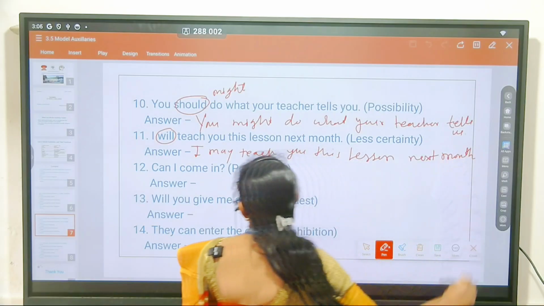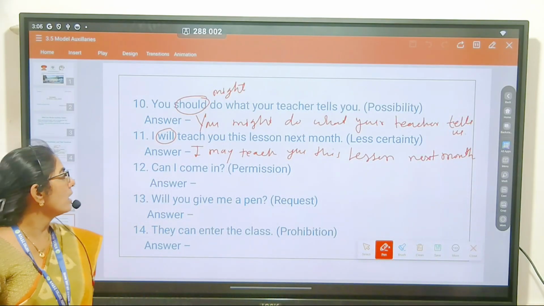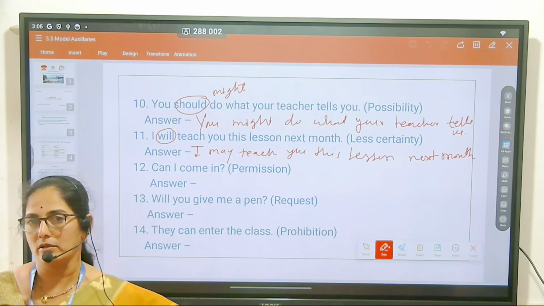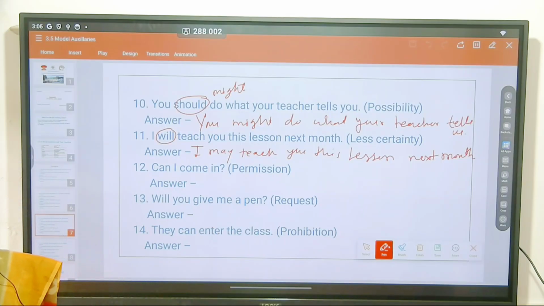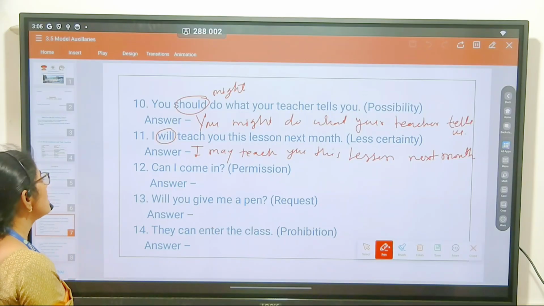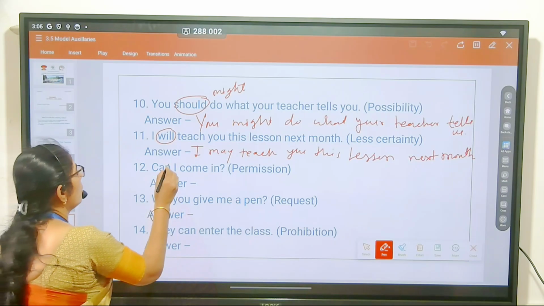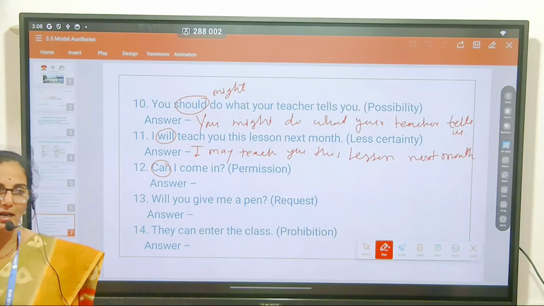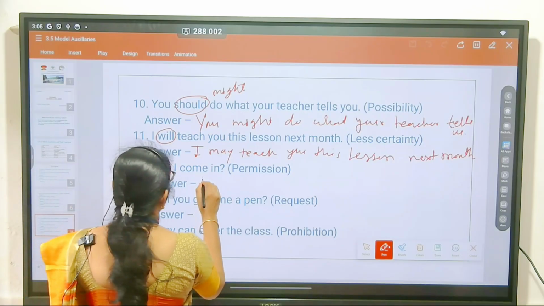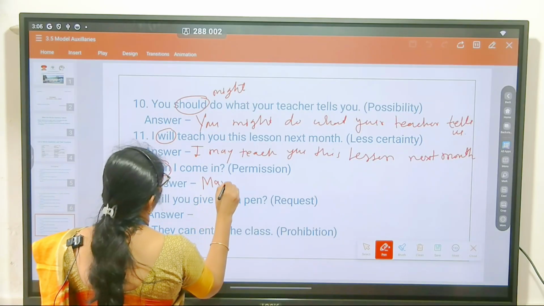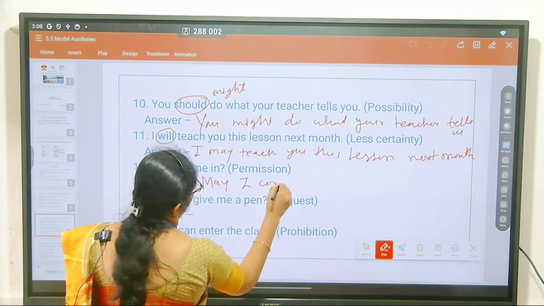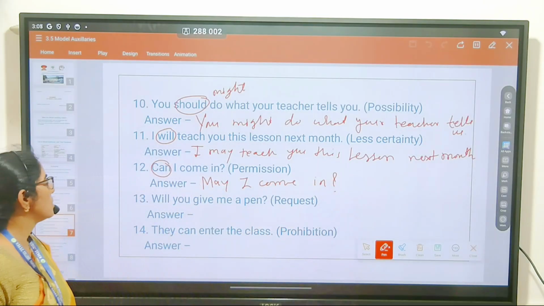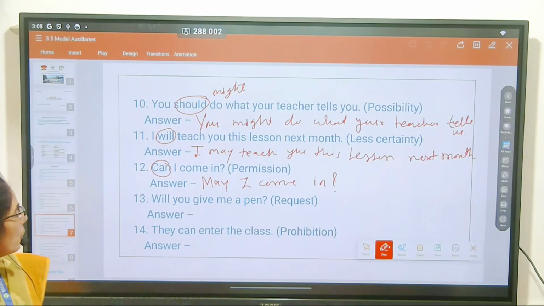Okay, now see the next one. Can I come in? Now when you want to come inside, when you are taking permission, at that time you have to use may. Remove this can, and instead of can you have to write may, and your answer is like this: May I come in?